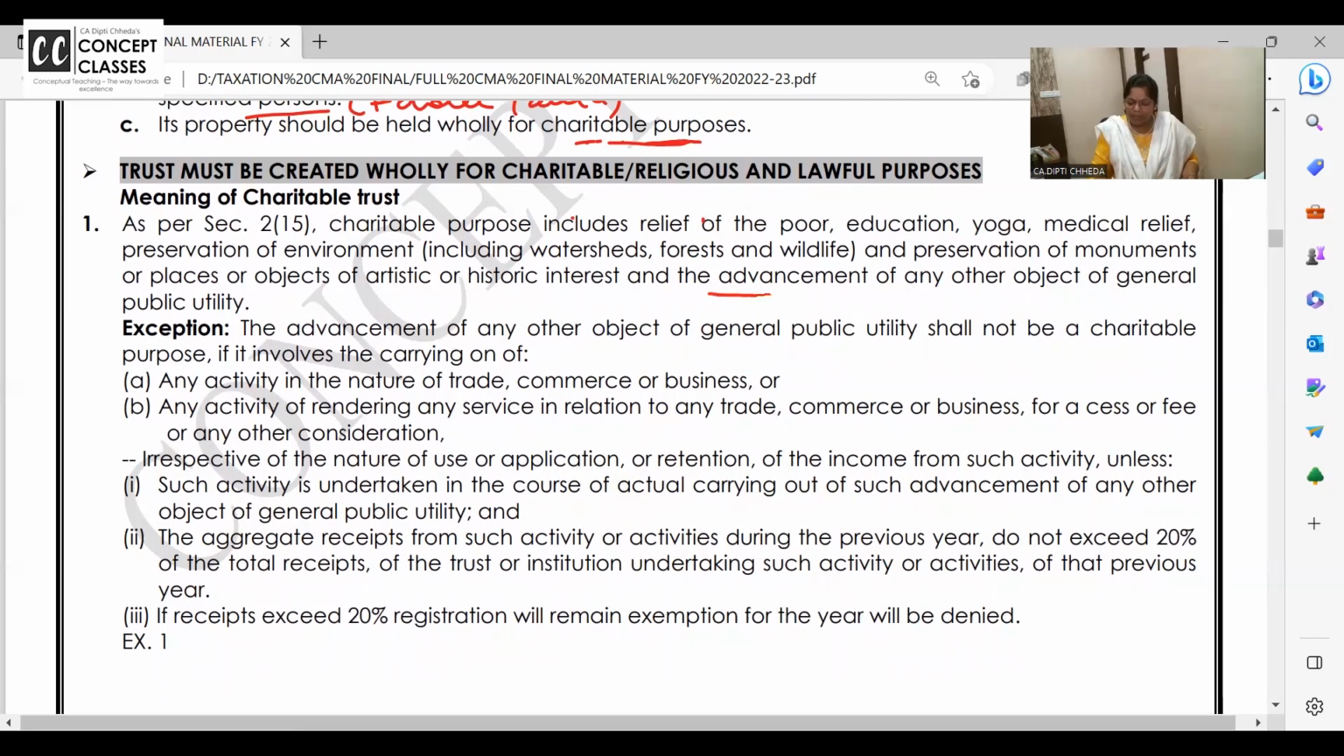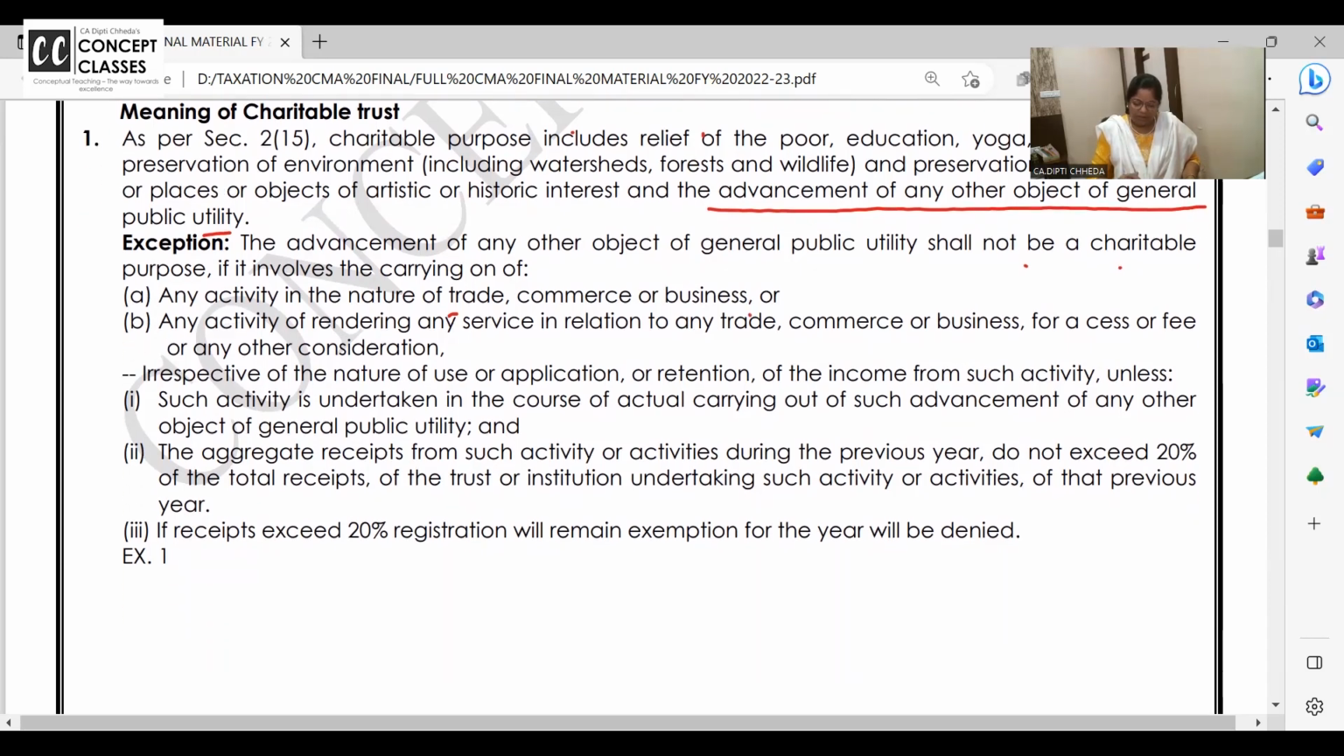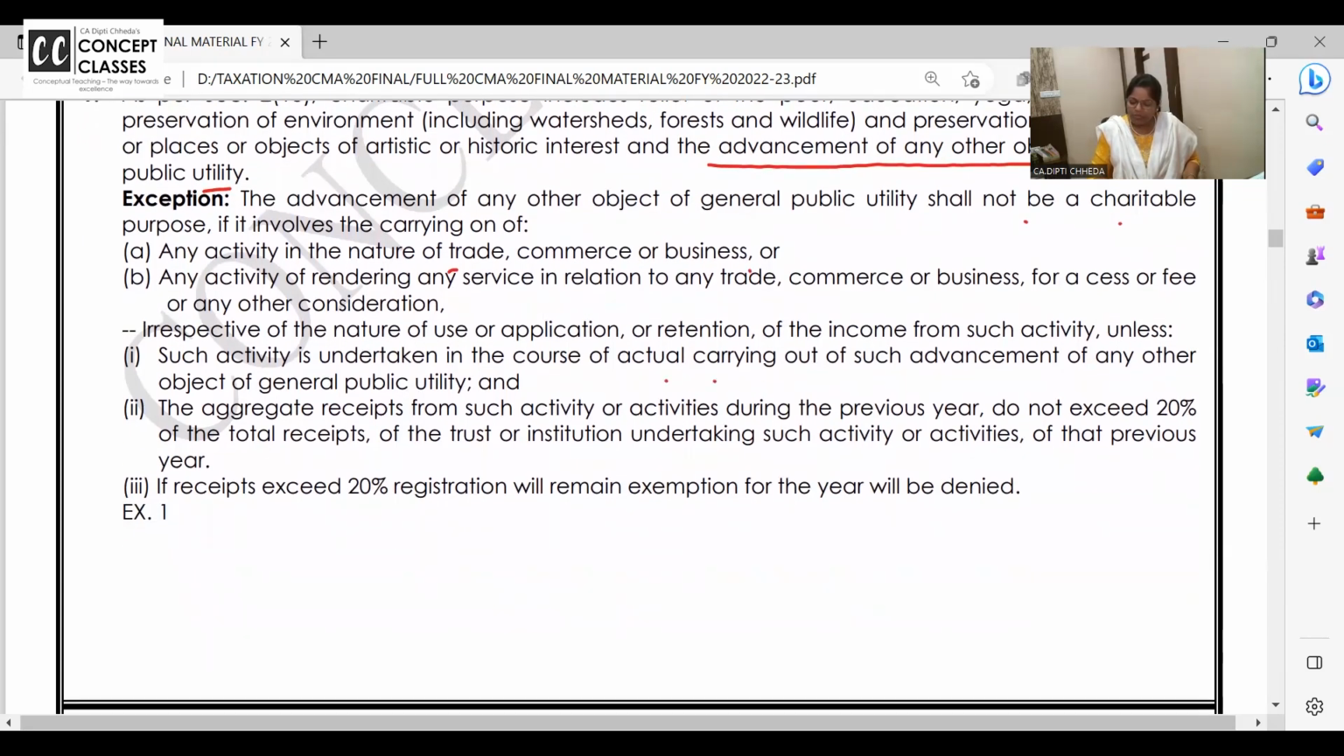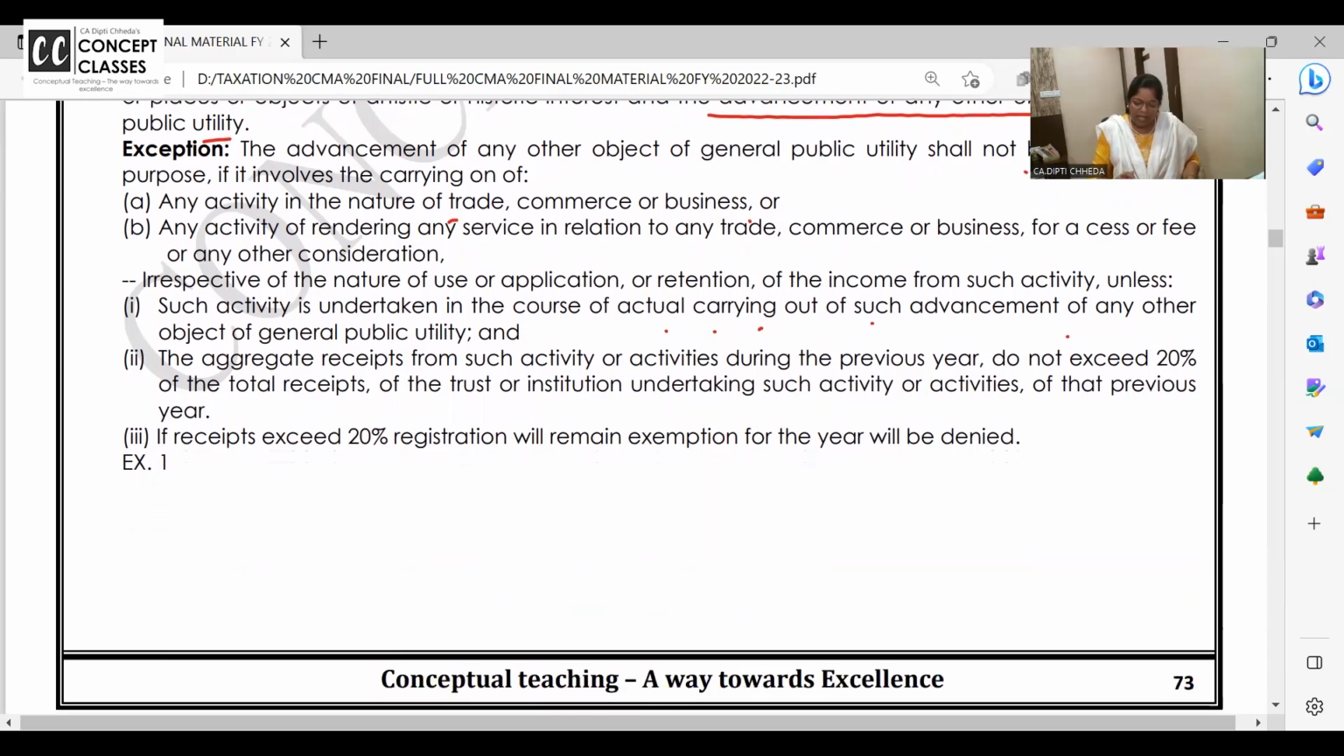We need to talk little more about advancement of any other object. Except advancement of any other object shall not be a charitable purpose if it involves carrying on of activity in the nature of business or service, irrespective of the use or application or retention, unless such activity is undertaken in course of actual carrying out, and aggregate receipt from this activity do not exceed 20 lakhs.